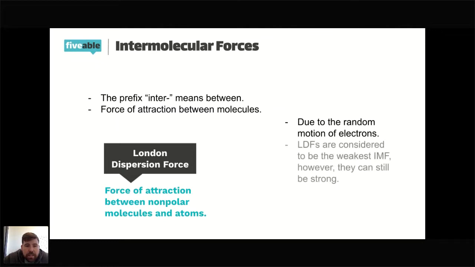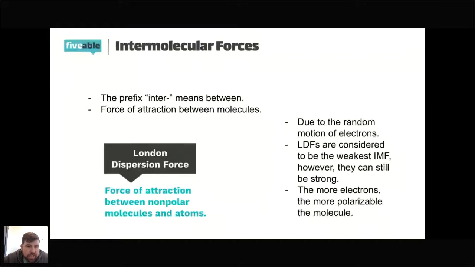With that being said, they can still be very strong. The reason is that the more electrons it has, the more polarizable the molecule is. And polarizable is a good word to have in the back of your mind. When something is more polarizable, it has stronger intermolecular forces. And what I want you to think about is this now, because we're going to slowly start transitioning into the states of matter.